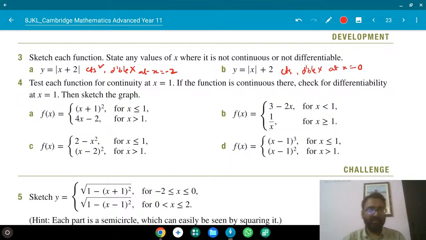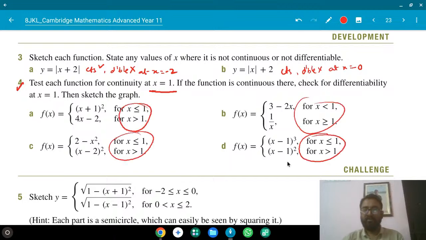Okay. Even the next question: test the continuity of each function at x equals 1. He makes the problem at x equals 1. If it is not continuous, not continuous implies not differentiable. That is a key point. And if it is continuous, we have to find the derivative.